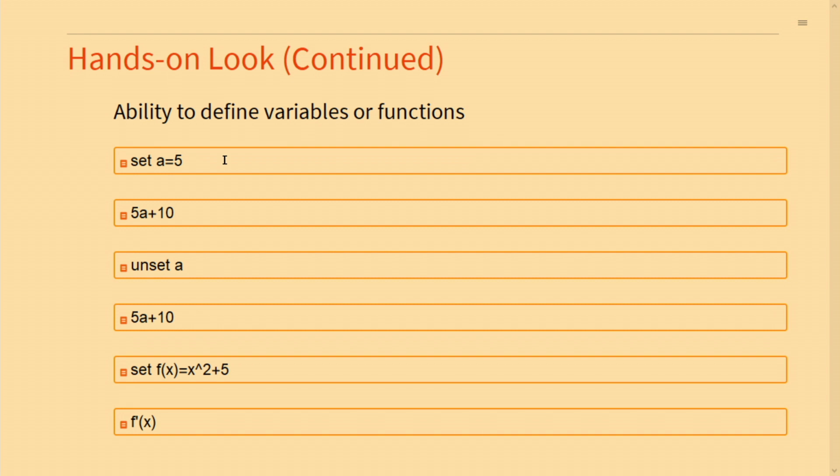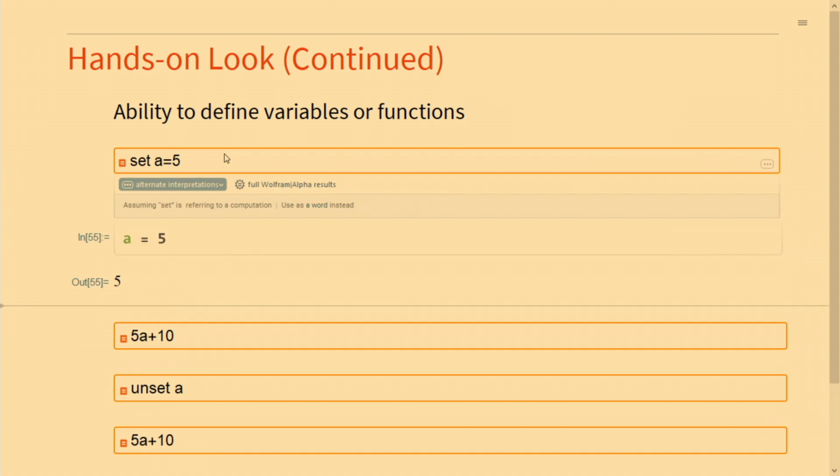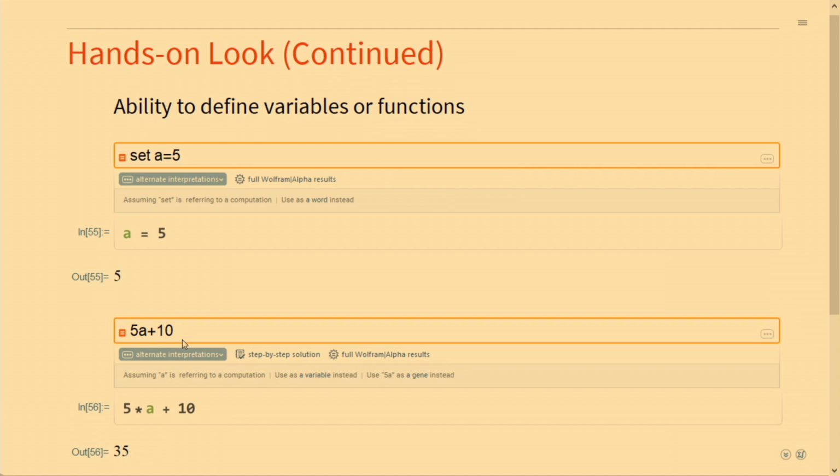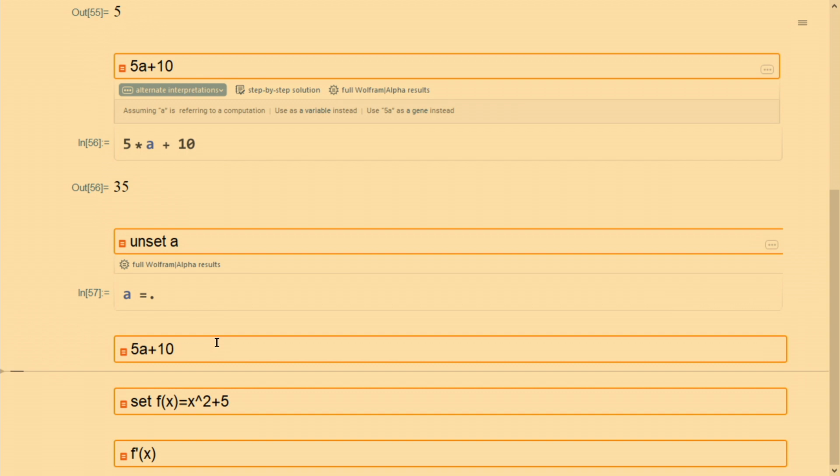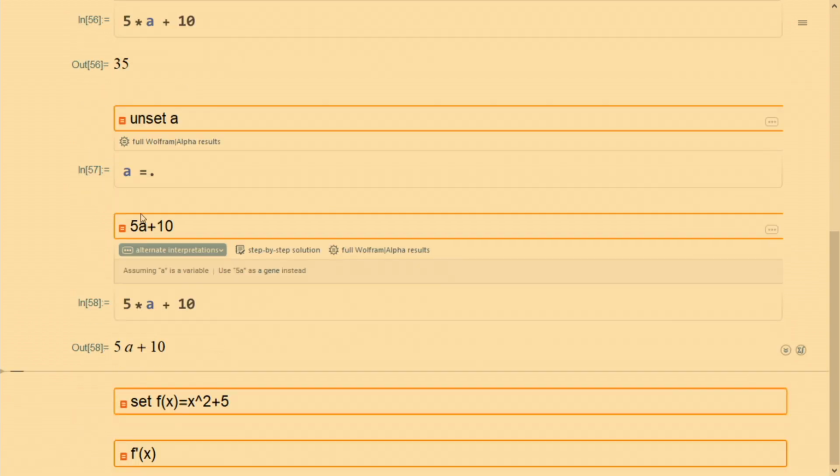Just as you can say graph that, you can define variables and functions as well. So you can say set a equals 5, 5a equals 10. Here, not only am I turning everyday English into a computation, but it's remembering what a is through this session. So if you're working on a problem and defining and exploring things bit by bit, this whole concept is really useful. You can unset a, and then it goes back to a symbol, where if we say what is 5a plus 10, then it gives us A as a symbol again.